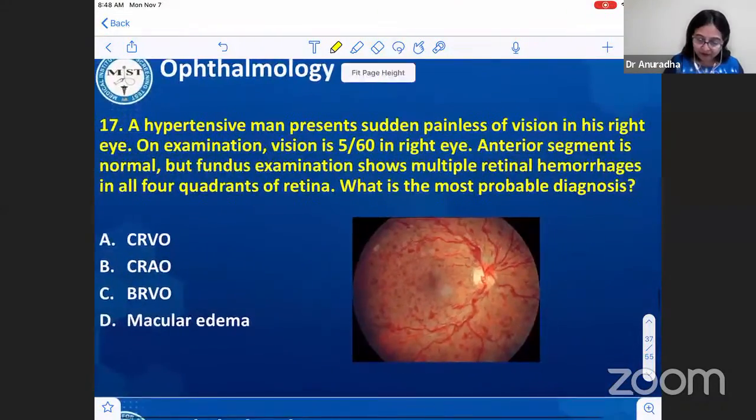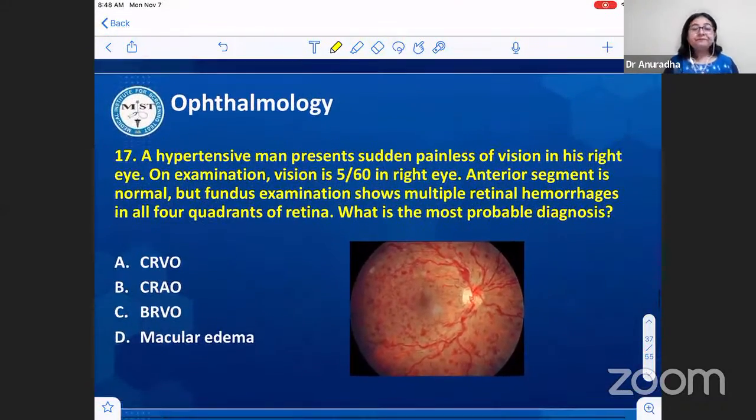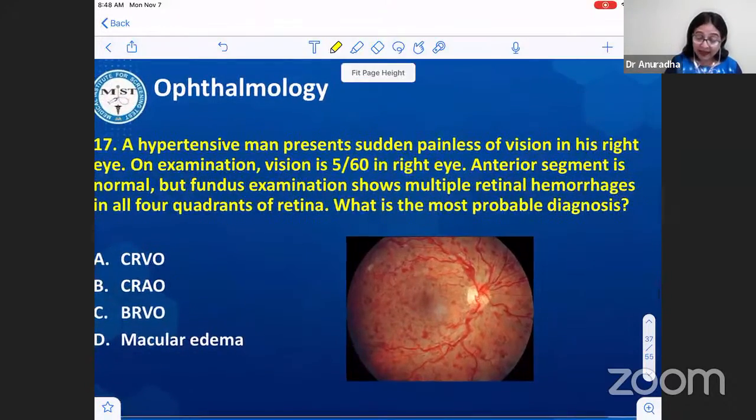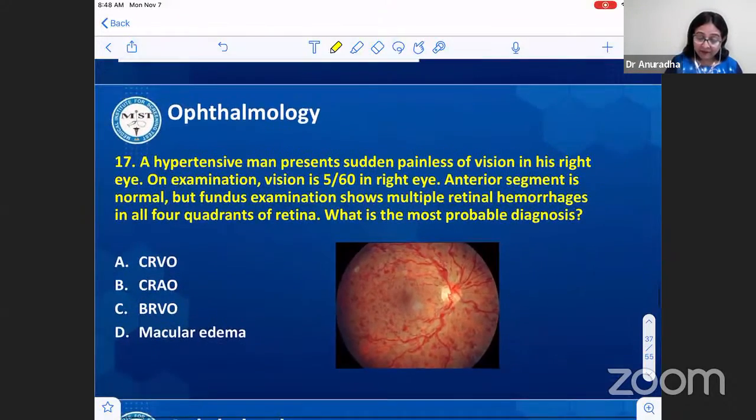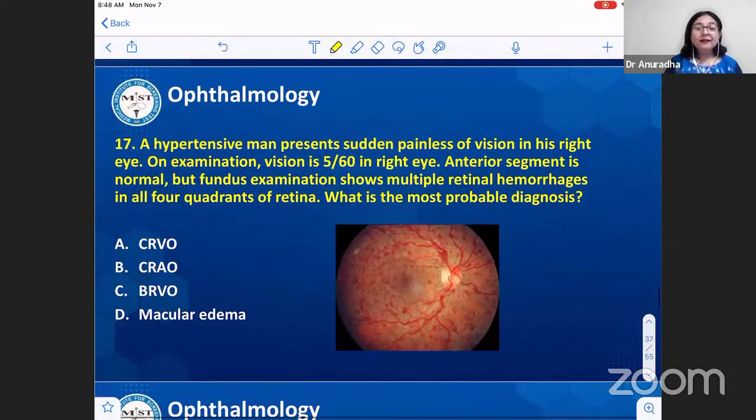Okay, let's move on to the next question, friends. Again, very commonly asked. By now, I think everybody can make the diagnosis here. Let's go. A hypertensive man presents with sudden painless loss of vision in his right eye. On examination, the vision is 5/16 in the right eye. Proud of you guys. You are right on the diagnosis.